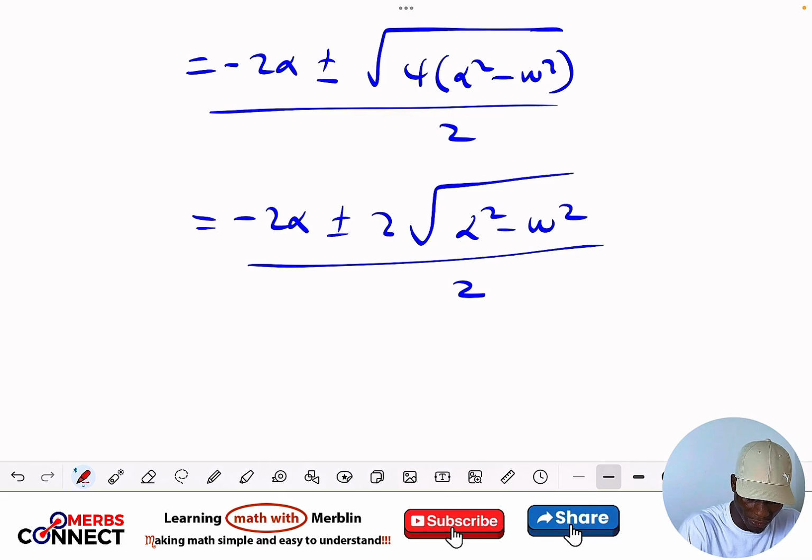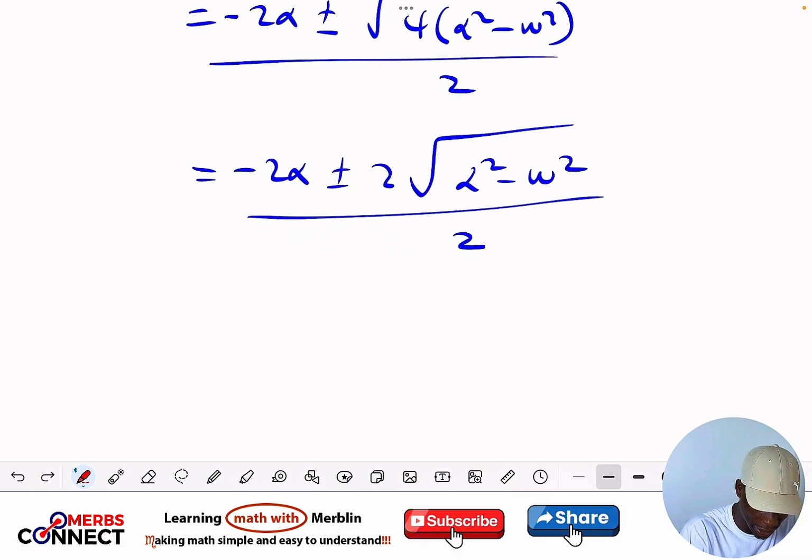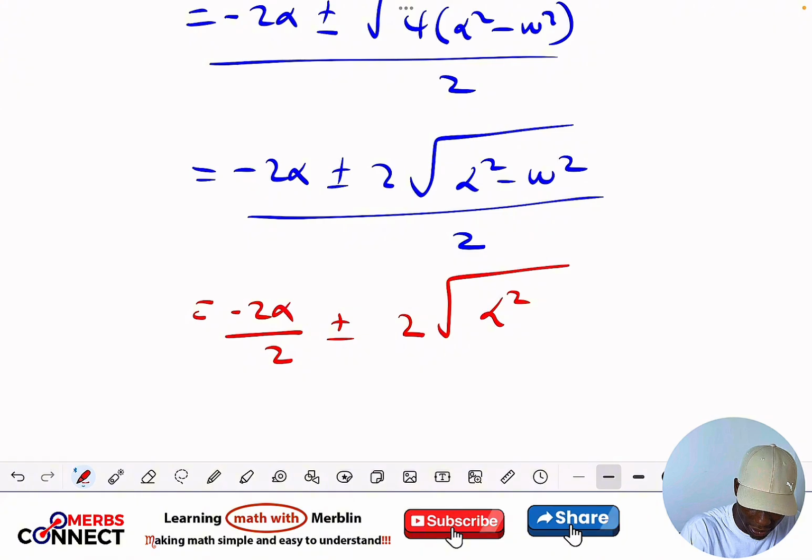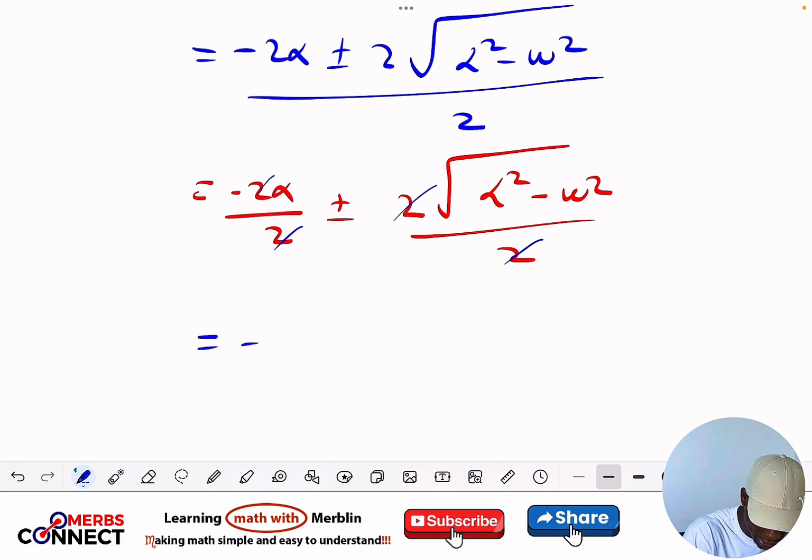Now, since this one is divided, I can cancel this and that. In other words, I can write this as minus 2 alpha divided by 2 plus or minus 2 times the square root of alpha squared minus this divided by 2, so that I can cancel these. So this is minus alpha plus or minus the square root of alpha squared plus.